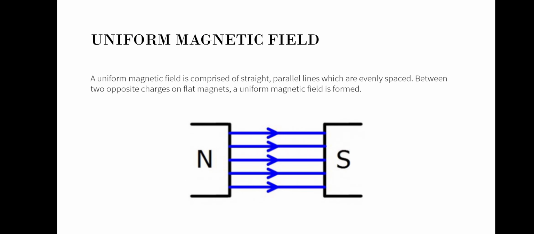Next up we have uniform magnetic field. Now a uniform magnetic field is comprised of straight parallel lines which are evenly spaced, as you can see in the diagram, and between two opposite poles like north to south, a uniform magnetic field is formed. So look at this diagram carefully. I think you should remember it, because you can be asked to draw a uniform magnetic field in the paper, as previous past papers have such questions.